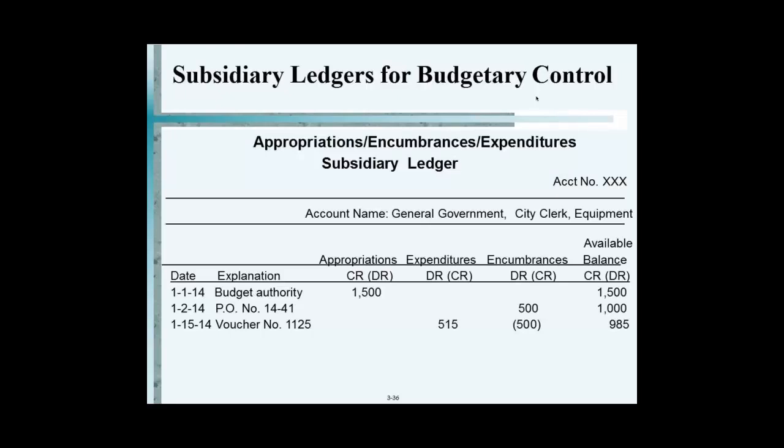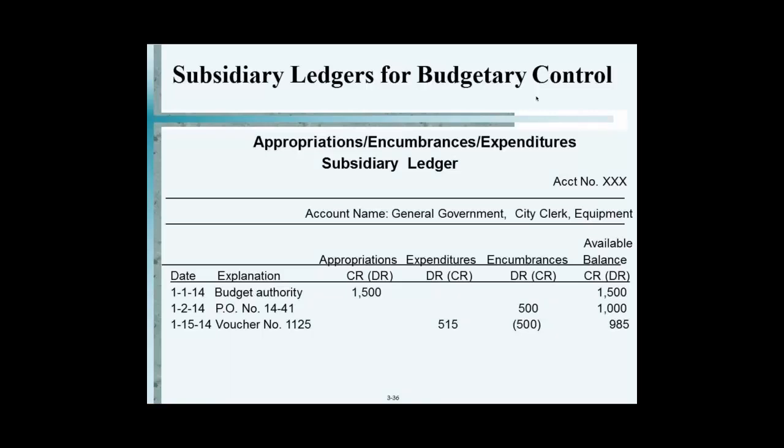Okay, so for this account, they had $1,500 that they could spend. Notice what happens as soon as they issue a purchase order and then they made the encumbrance entry. It goes down to what? $1,000, right? Notice the next entry. That encumbrance is reversed, expenditure is shown, and what do we have left? 985. Does it make sense? See that? See what's done here?